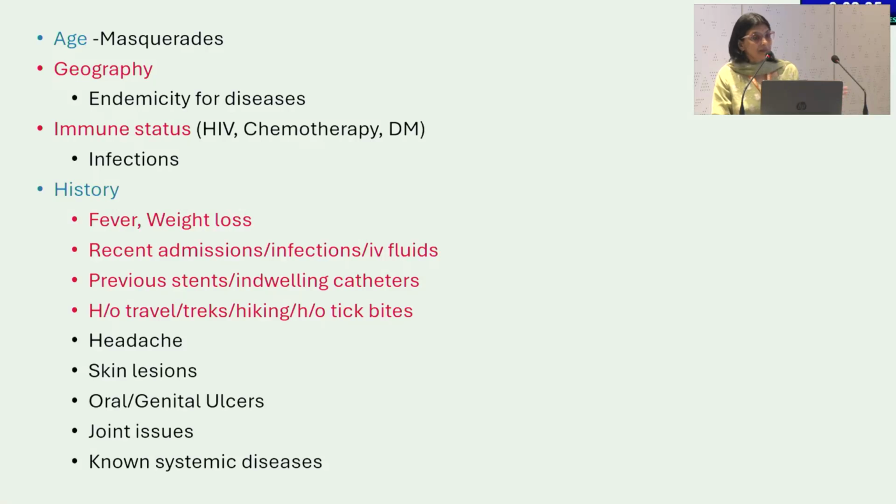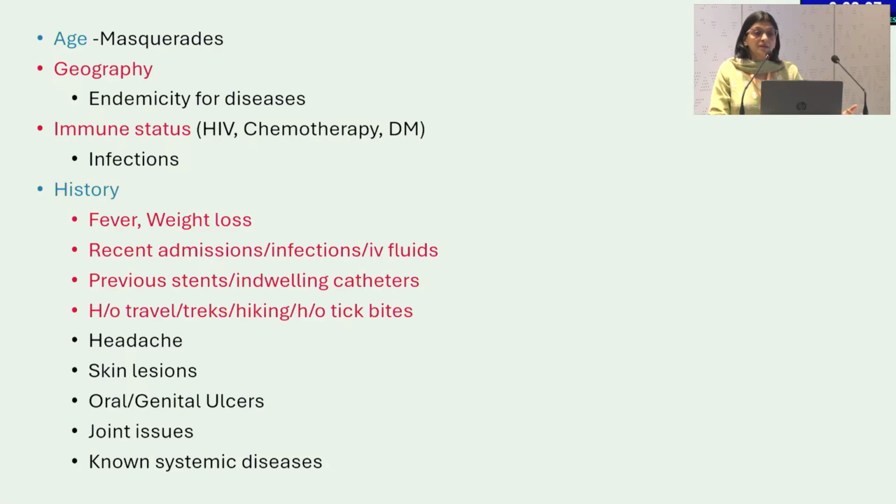When we see a patient first, it is important to know from which area this patient is coming from. Geography plays a very important role because certain diseases and infections are endemic to certain regions, so it is important to keep that in mind. Also, immune status will give you a clue. Check whether this patient is an uncontrolled diabetic, has HIV, or is on chemotherapy; these are the cases where infections are quite common.